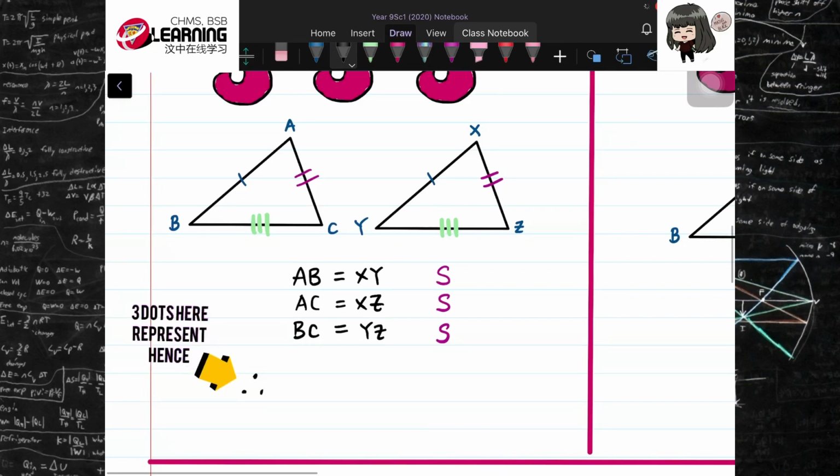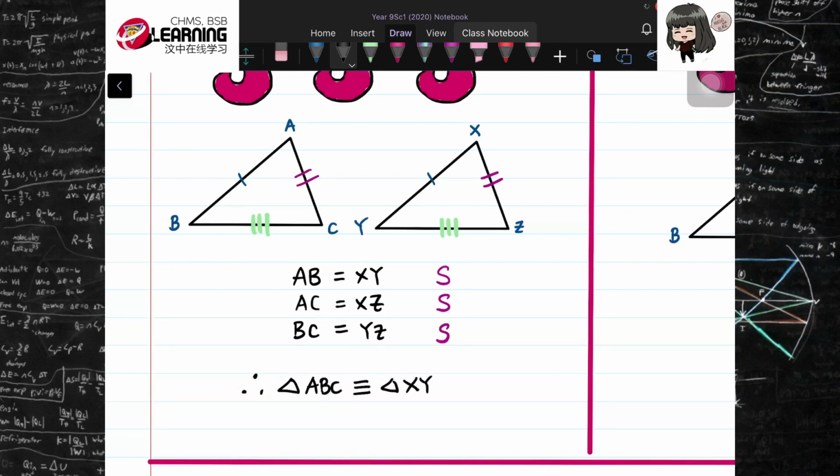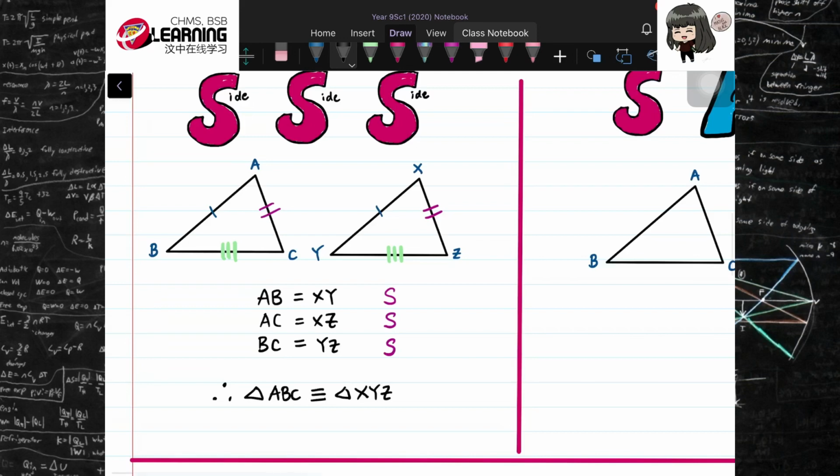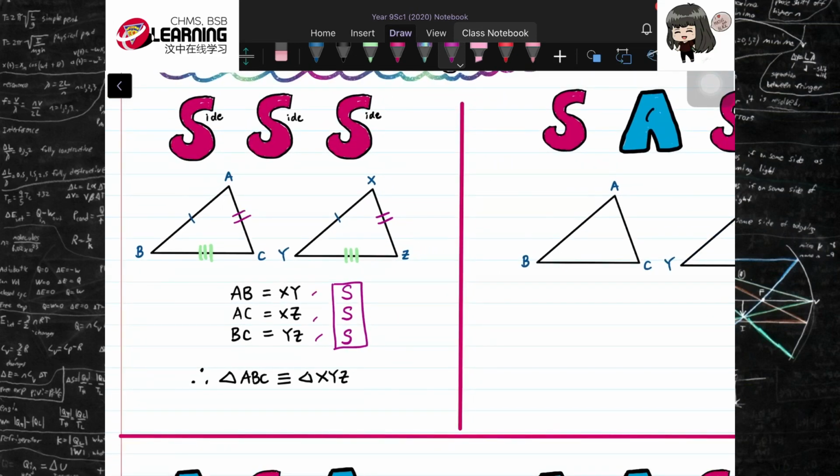Therefore, with 3 dots meaning hence, or therefore, we can conclude that the triangle ABC is congruent to triangle XYZ. Okay, see, we are not listing all the 6 items down. We only have these 3: side, side, side. These 3 sides represent first side, second side, and third side, corresponding sides here. They are the same, so we can prove that these 2 triangles are congruent. Okay, so this is the first proof that they are congruent.